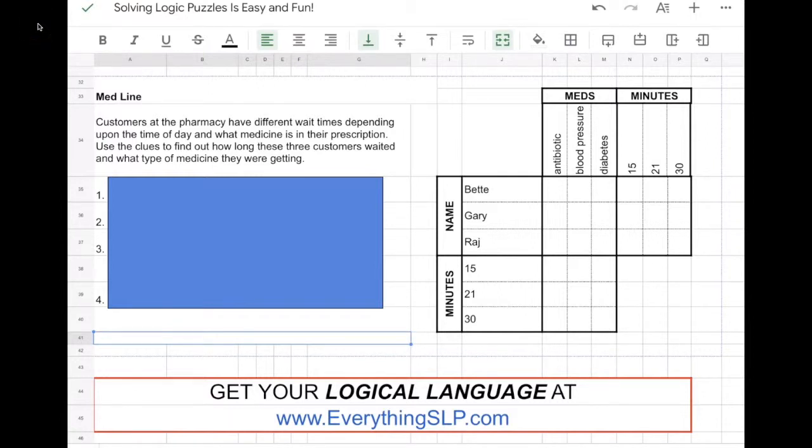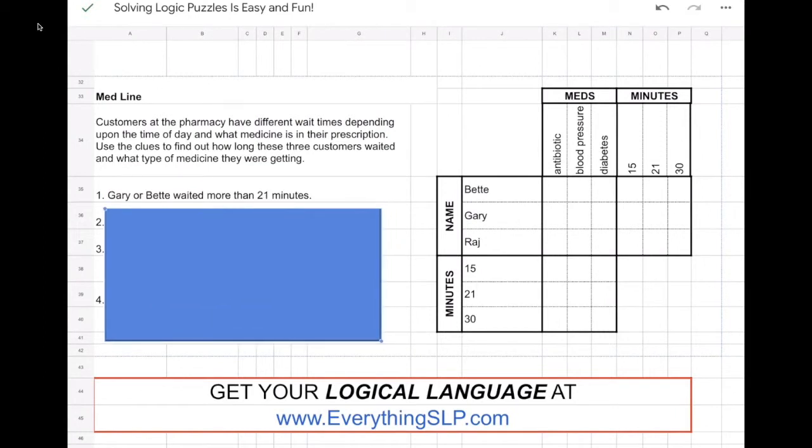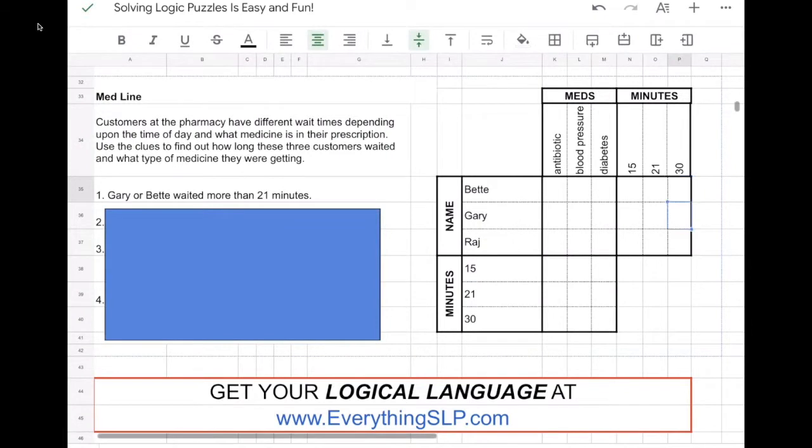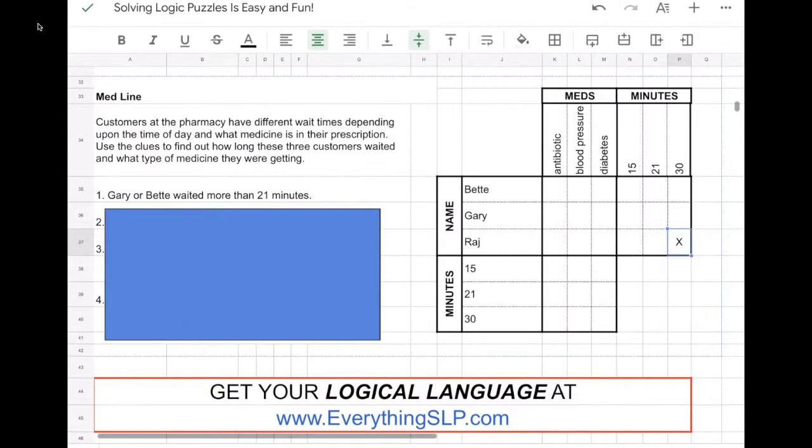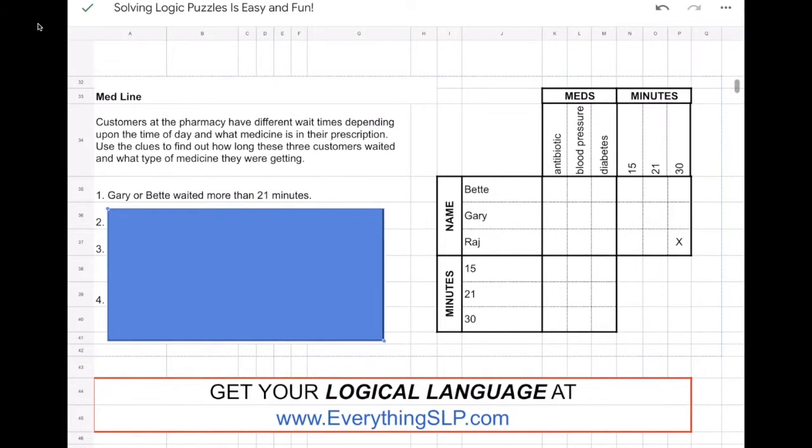This is a demonstration of how to solve a logic puzzle from logical language when it's in the Google Sheets format. Gary or Betty waited more than 21 minutes. So Betty or Gary waited more than 21 minutes, but we don't know which one, but we do know that it was not Raj. So right now all we know is that Raj did not wait for 30 minutes.